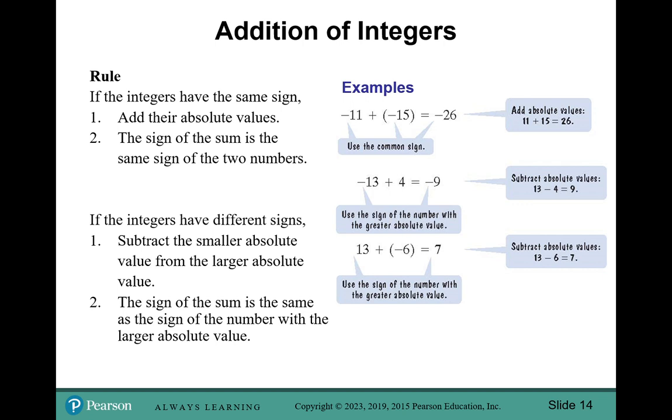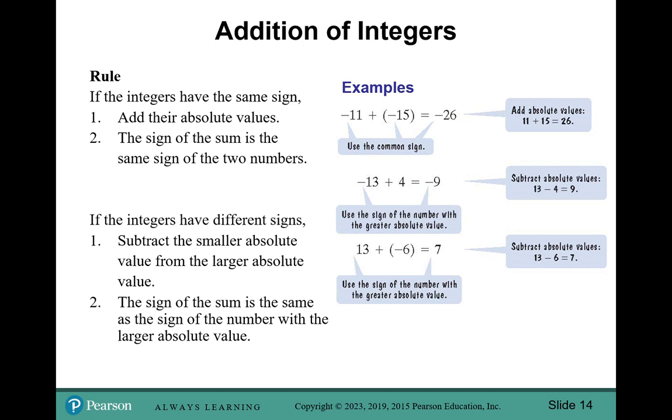Now, let's look at the addition of integers. First rule: if integers have the same sign, we add their absolute values. And second, the sign of the sum is the same as the sign of the two numbers. So, in this first example, it says negative 11 plus negative 15 equals negative 26. In order to get this, we add their absolute values. So we add 11 plus 15, which gives us 26, and we use the sign that is common among each of the numbers because they have the same sign.